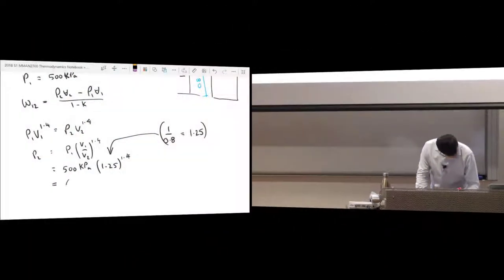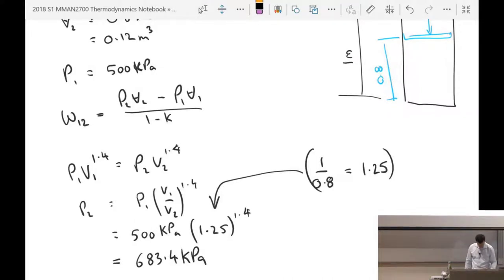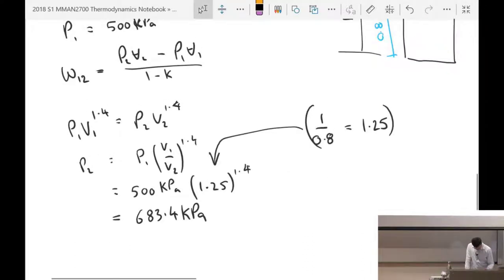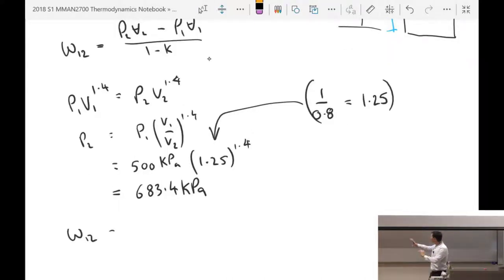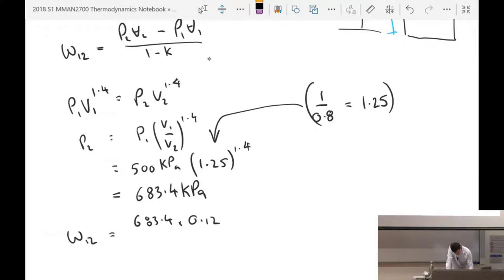Good. 683.4. I'll pay that. Kilopascals. So now we've got, what do we got? We've got P2 V2, P1 V1. We've got K. Excellent. So, work. I'm using subscript 1, 2 here. So this is work from state 1 to state 2. When we've got cycles that have many state changes, it becomes important to say what you are talking about. We're talking about the work that's done between state 1 and state 2. Equals, so what are you? 683.4 times, minus 500 times.